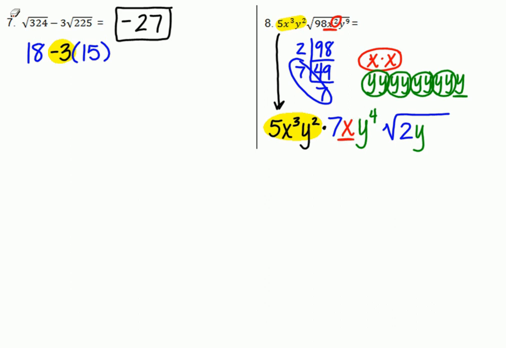Then we have y to the 9th, which has an odd exponent, so the one odd y stays inside. Taking away that one y leaves us with 8, and then 8 divided by 2 is 4. Let's clean up the outside part. I have a 5 times a 7, which gives me 35. X cubed times x to the 1st gives us x to the 4th. And y squared times y to the 4th is y to the 6th.